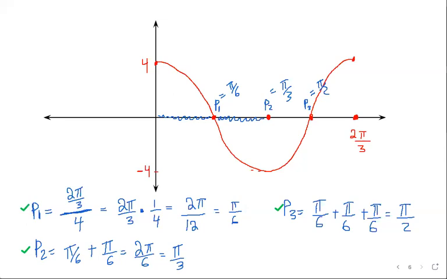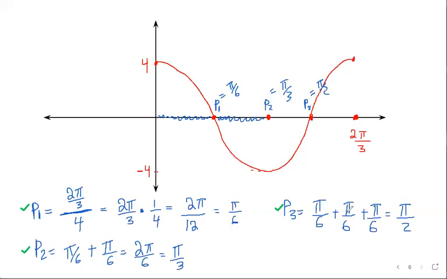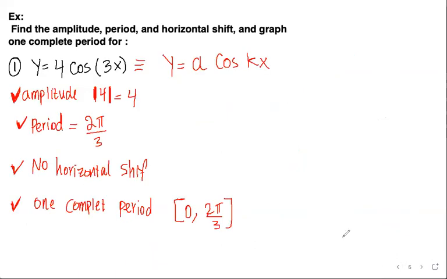So now I know the points P1, P2, P3, and this is P4, the last one, and this is what I need. This is the graph for the function, the graph for cosine 3x.